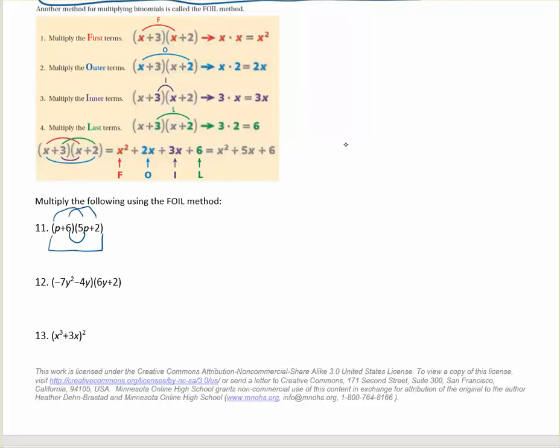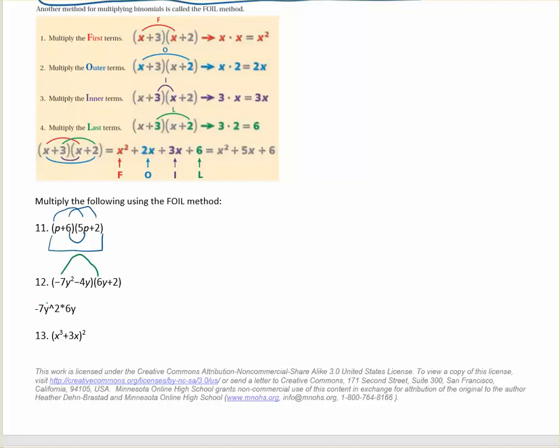Let's do number 12 because there's lots of variables and numbers and stuff going on. So in number 12, the first times the first is the first thing that you do. So in FOIL, F means the first term in the first parentheses times the first term in the second parentheses. So I need to multiply negative 7y squared times 6y. Now you can do this off to the side or in your head. I'm just going to go ahead and write that. Negative 7y squared times, I'll use the times sign, 6y. That's my first times my first multiplication. And I'll simplify that later.